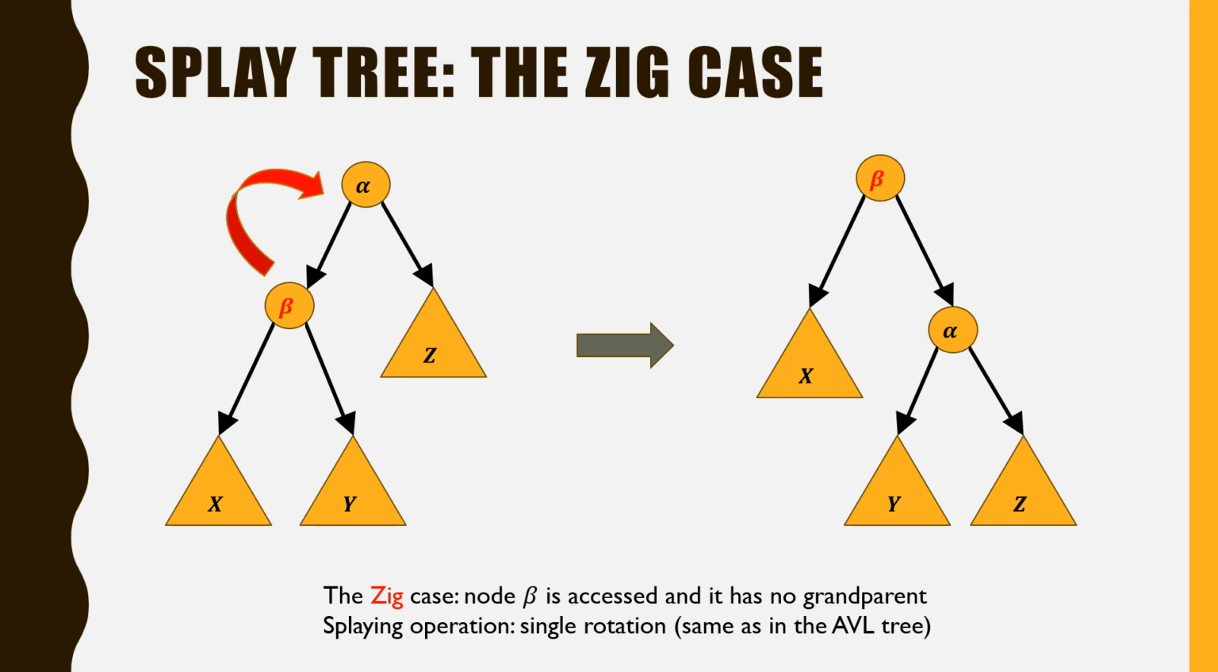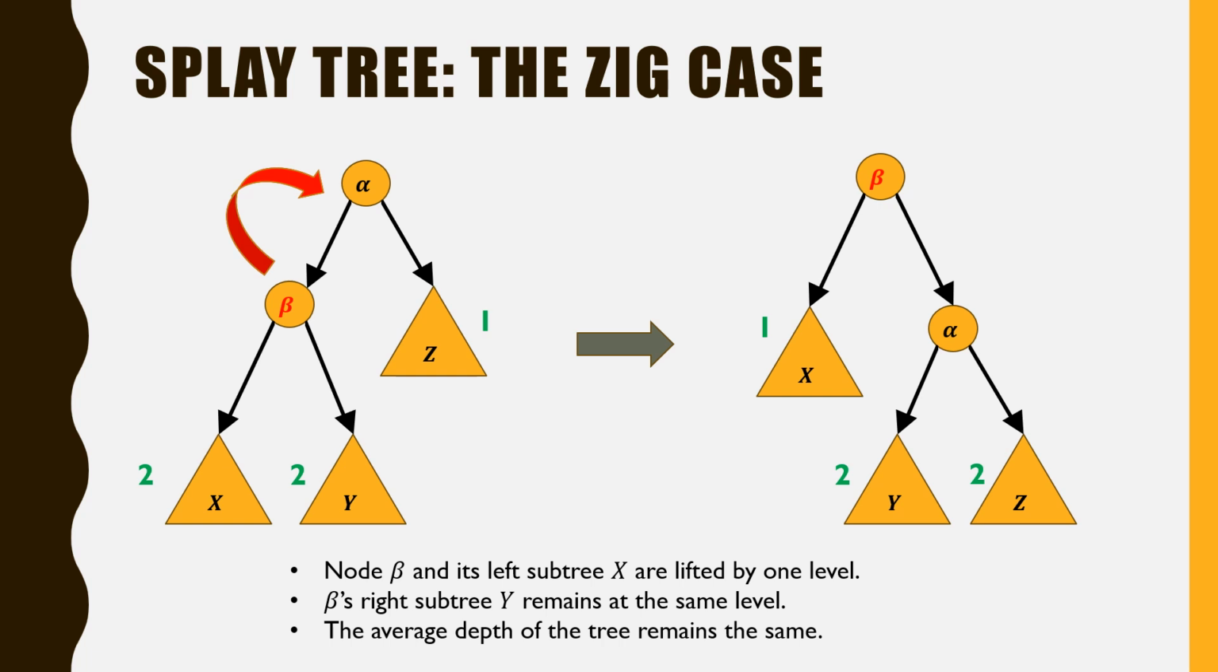First, consider the scenario illustrated in the left figure, where the node beta is accessed, and it has no grandparent. This case is called the zig case. To handle the zig case, the splaying operation involves performing a rotation between beta and its parent alpha. This operation is identical to the single rotation operation used in the AVL tree. After the splaying operation, observe that the accessed element, beta, is lifted to the root of the tree.